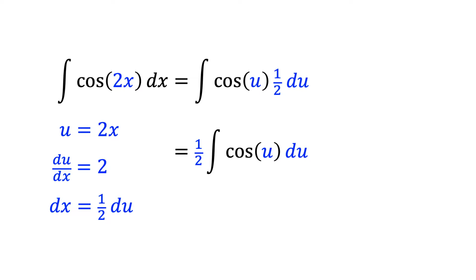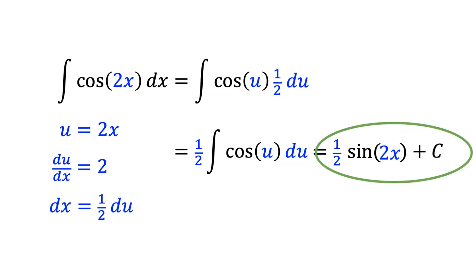The antiderivative of cosine of u is sine of u plus a constant c, so this is all equal to 1/2 sine of u plus a constant c. And now we can rewrite this in terms of x by substituting 2x for u to get 1/2 of sine of 2x plus c, which matches what we originally got by guessing. Let's take a look at another slightly more complicated example.